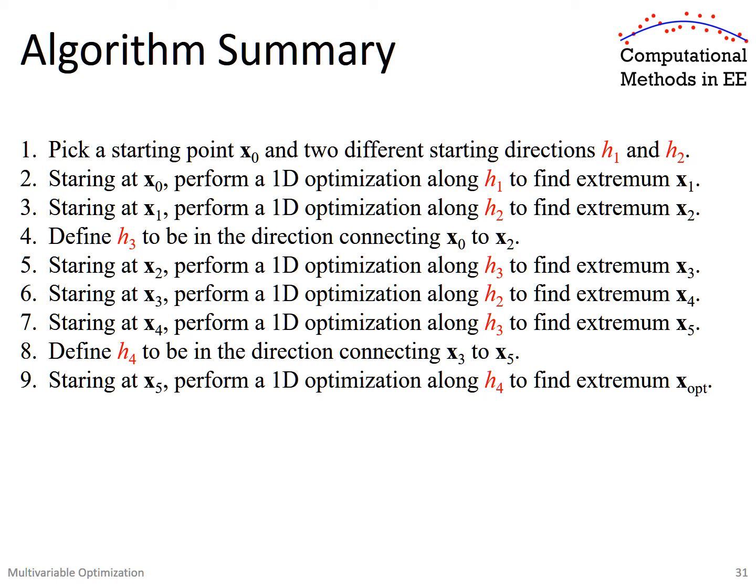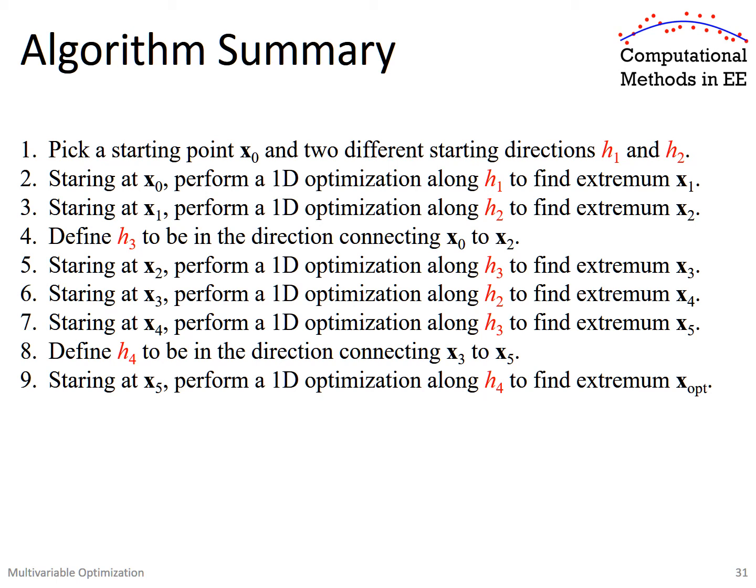Then we define a third direction, which is the line connecting x0 to x2. You can think of that as our conjugate direction, and that takes us hopefully closer towards the maxima. And then we sort of do this all over again. Slight change, but starting at x2, we do a 1D optimization in the conjugate direction. Then at x2, we do a 1D optimization in that second direction to find an x4. Then from x4, we do a 1D optimization along the third direction to find an x5.